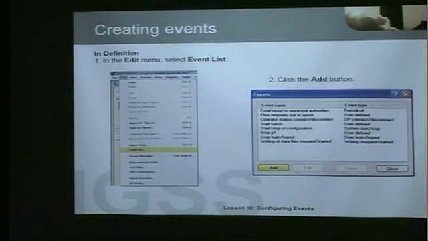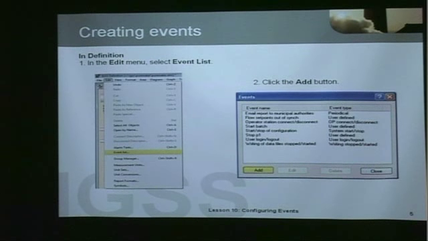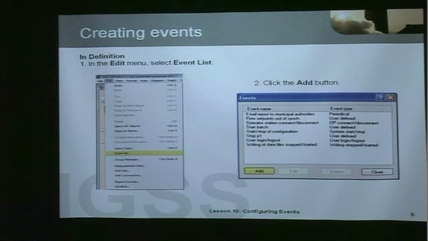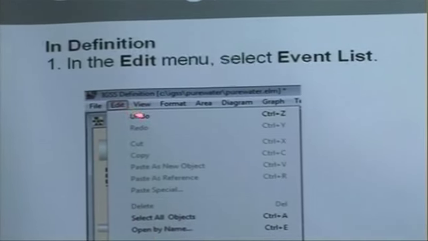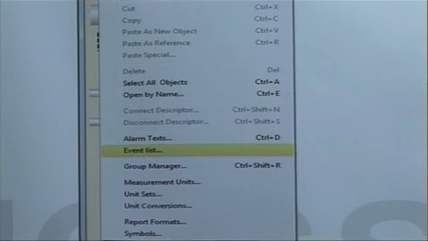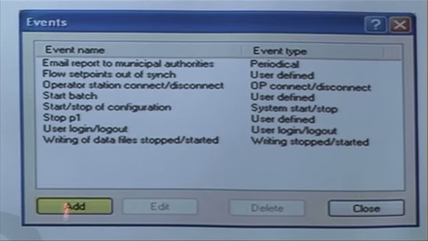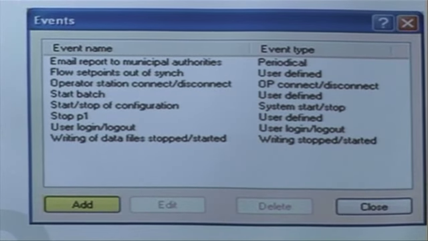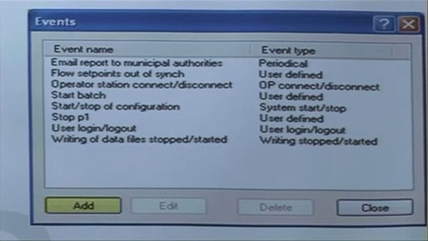Now, when we want to create an event in IGSS, we can do it either from definition or supervise. I'll show you how to do it in definition. We go into the definition module, we go into the edit menu, and we choose event list. Then we get this dialog box, where I have predefined a number of events, as you can see, and then I click the Add button. And I'll do this online in the system.